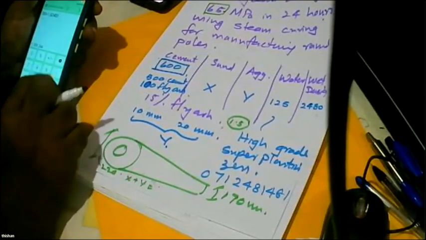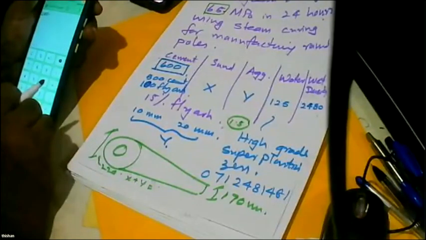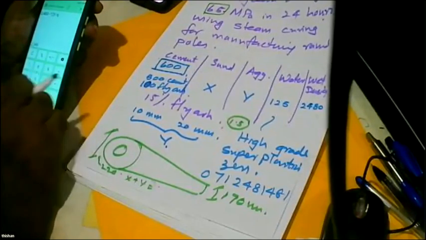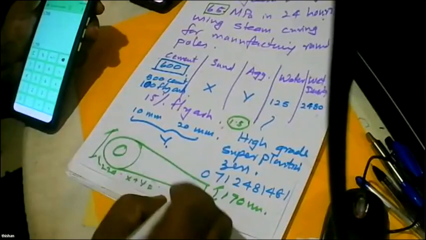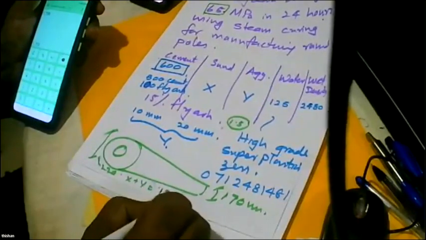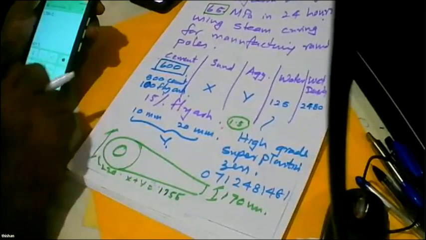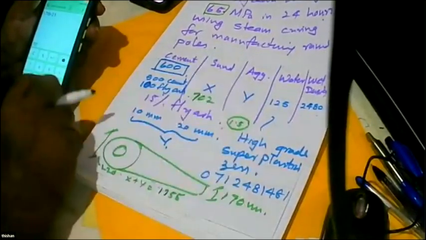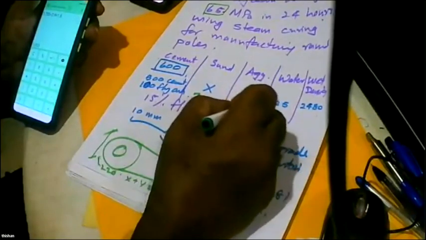2480. 2480 minus 125 minus 600 is 1755, divided by 2.5 gives 702 here. Multiplied by 1.5 gives 1053.